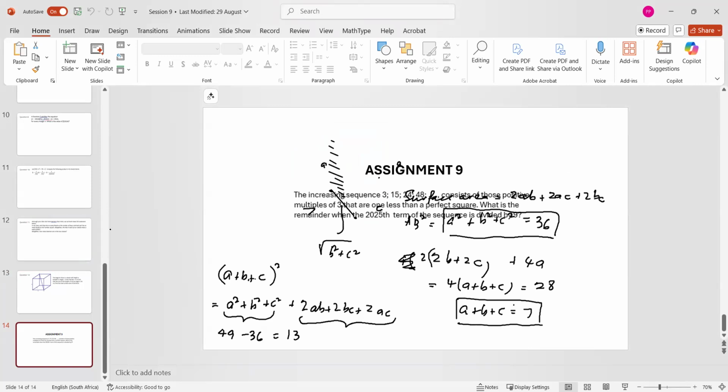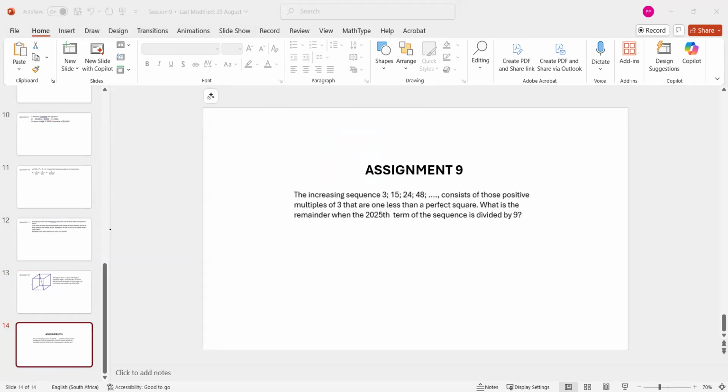The assignment for today is this. You've got a sequence here: 3, 15, 24, 48. Now you have to look at the patterns here. It consists of those positive multiples of 3 that are 1 less than a perfect square. All right, you can see, if you add 1 to each one of them, you get a perfect square: 4, 16, 25, 49. Now, what is the remainder when the 2025th term of the sequence is divided by 9?